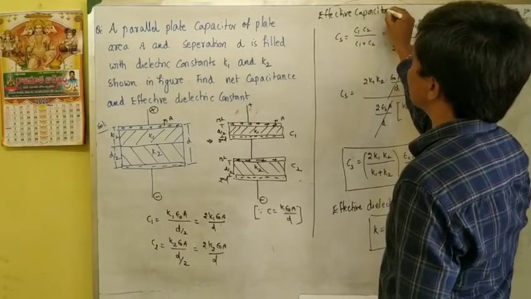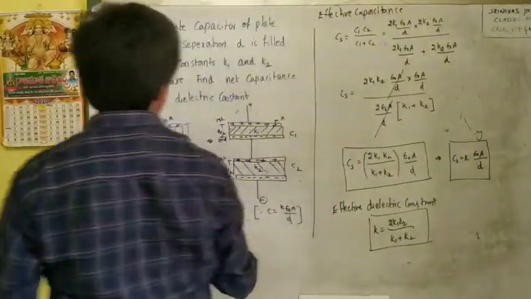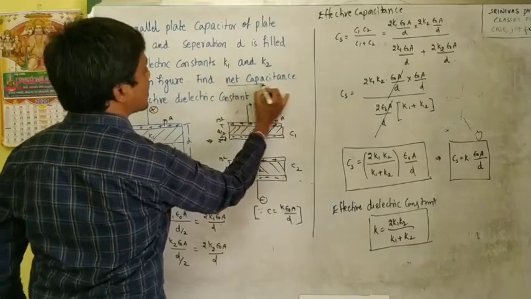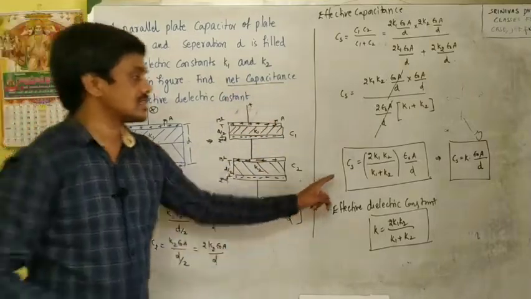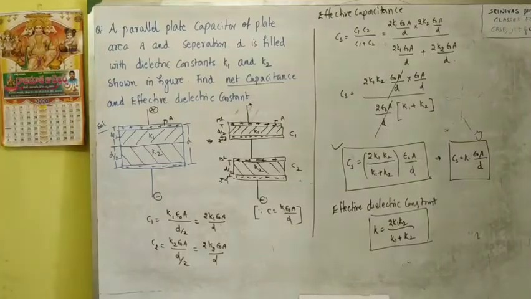We found the effective capacitance. The capacitance formula is this one, and the dielectric constant formula is this. In our question they are asking to find the net capacitance, right? The net capacitance is this one. This is the net capacitance. Okay, and now let us continue.